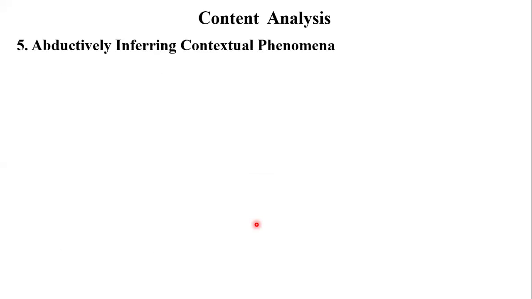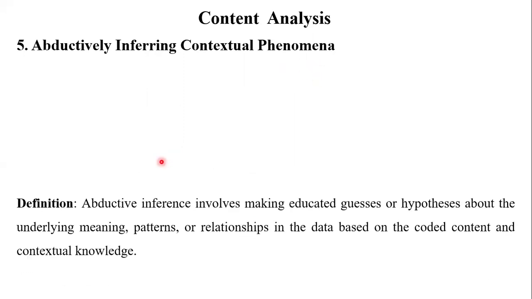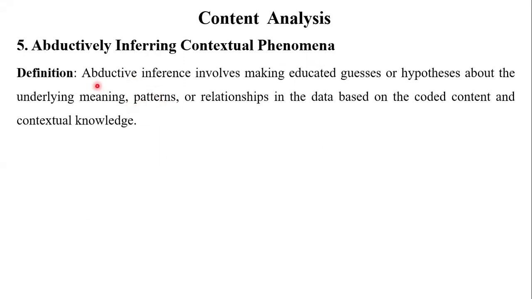The fifth step is inductively inferring contextual phenomena. In this step, inductive inference involves making educated guesses. This step is basically about educated guesses or hypotheses about the underlying meaning, pattern, or relationship in the data based on the coded content and contextual knowledge.